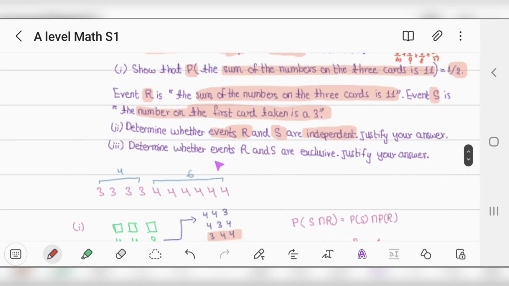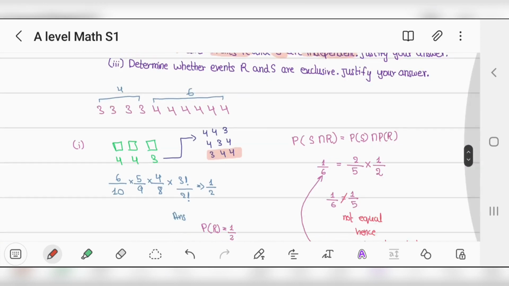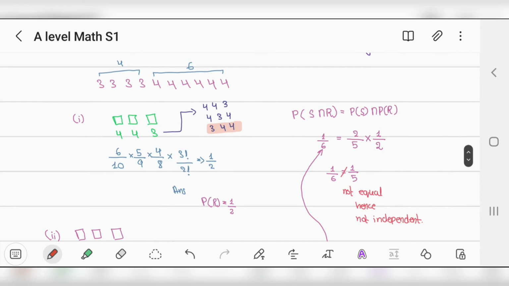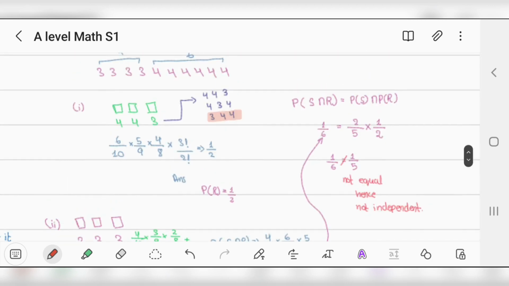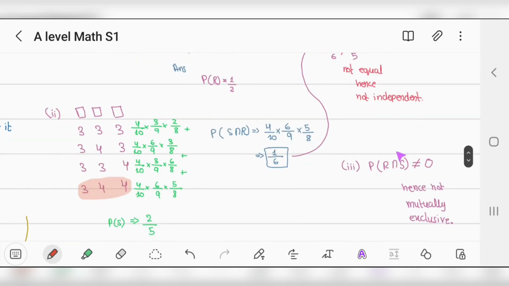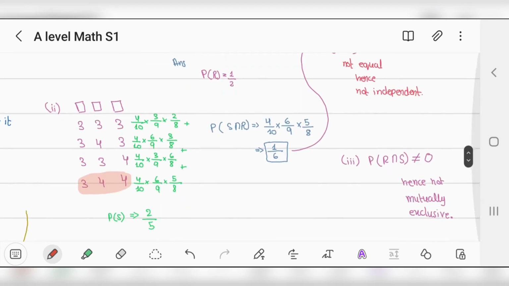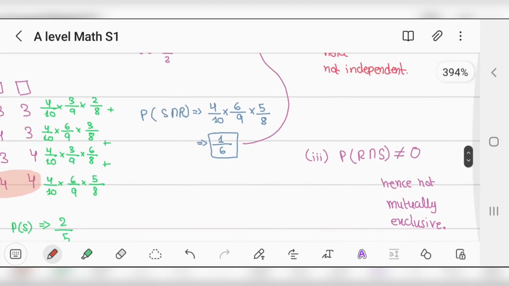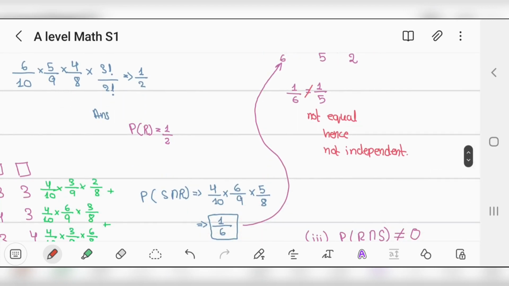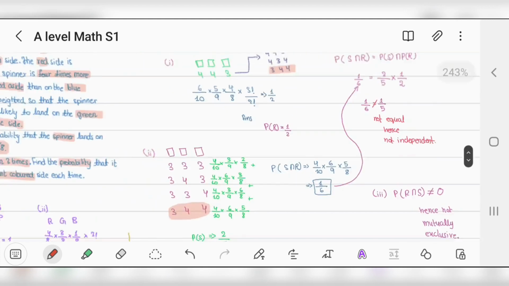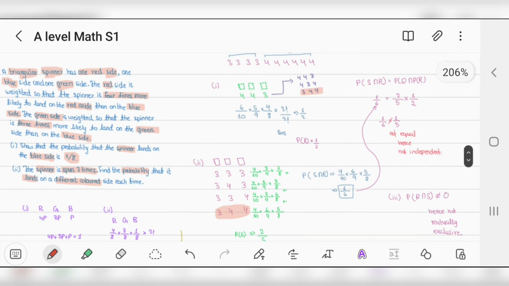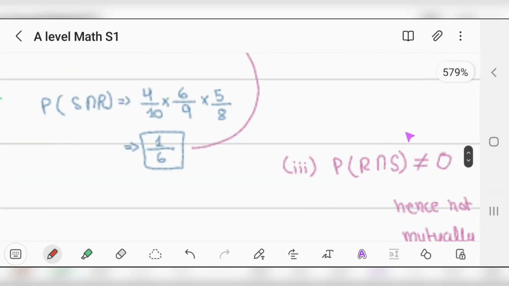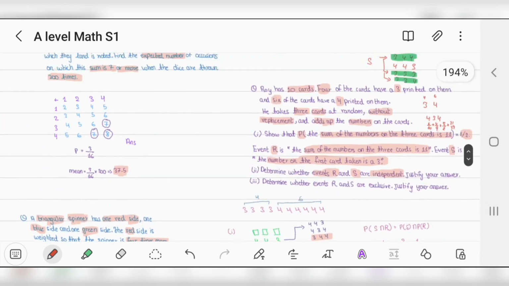Part 3 is determine whether events R and S are mutually exclusive, which means we use the exclusive formula: the probability of S and R is equal to 0. We all know that mutually exclusive means both events cannot happen at the same time, which means this must be 0, right?